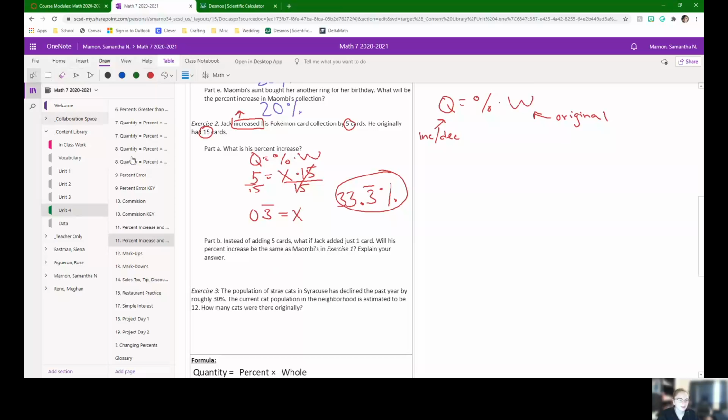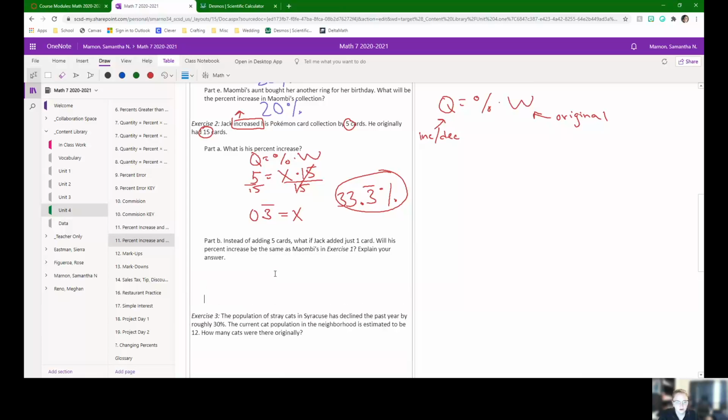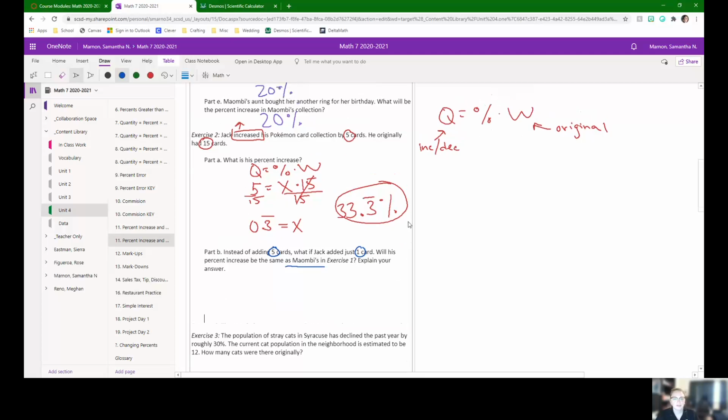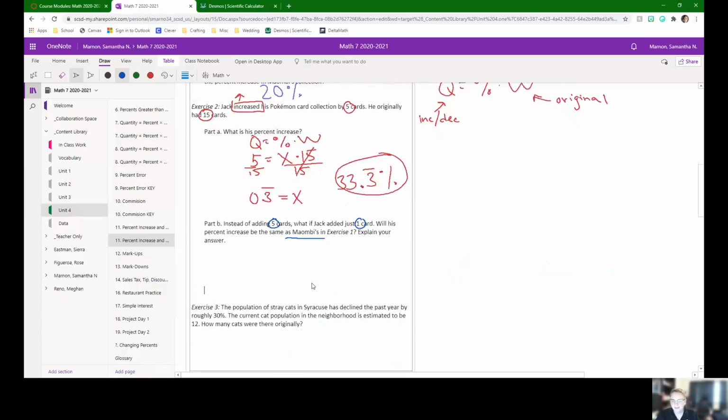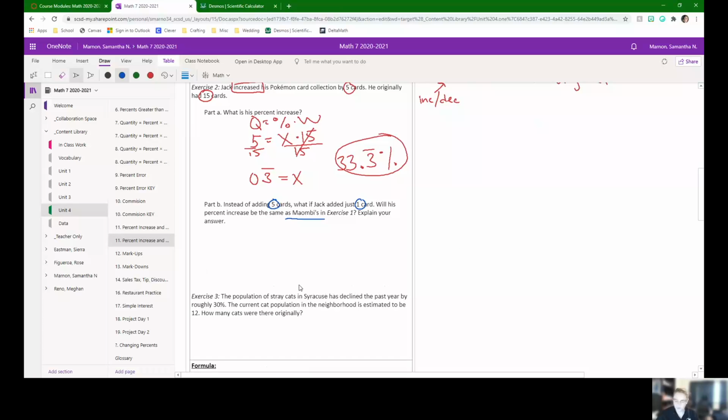So part B: instead of adding 5 cards, what if Jack added just 1 card? Will his percent increase be the same as Mounby's in exercise 1? Mounby's was 20%, right? So if we just do 1 card, is it going to be the same? If we can't answer right away, let's just do the math.